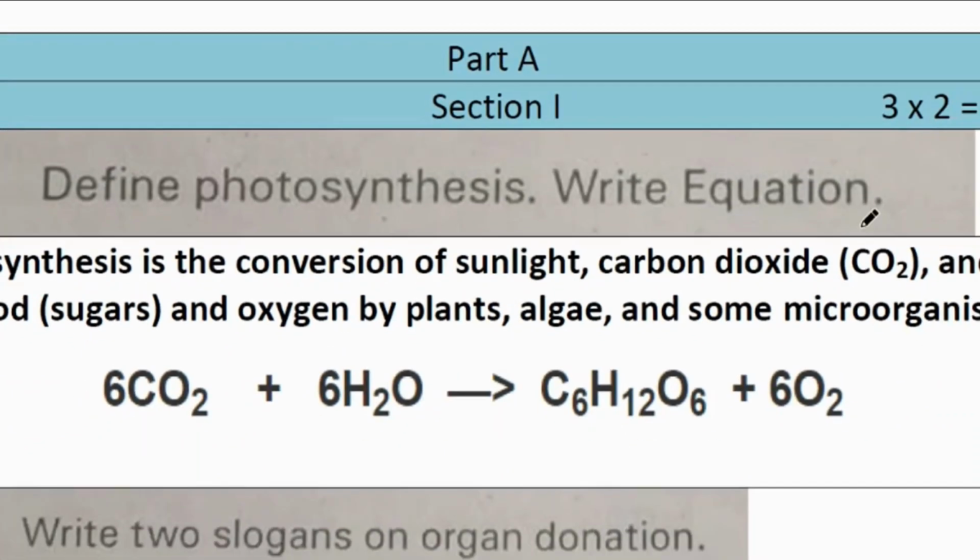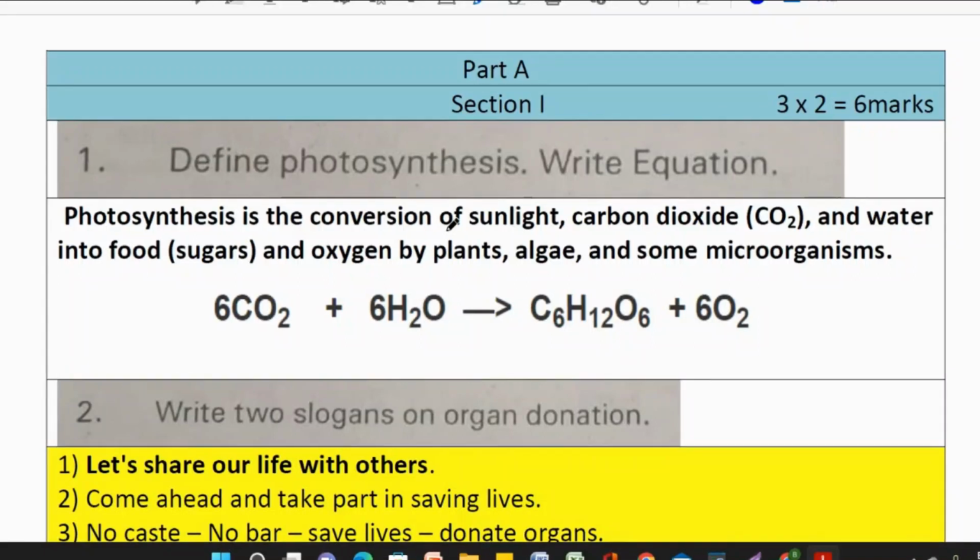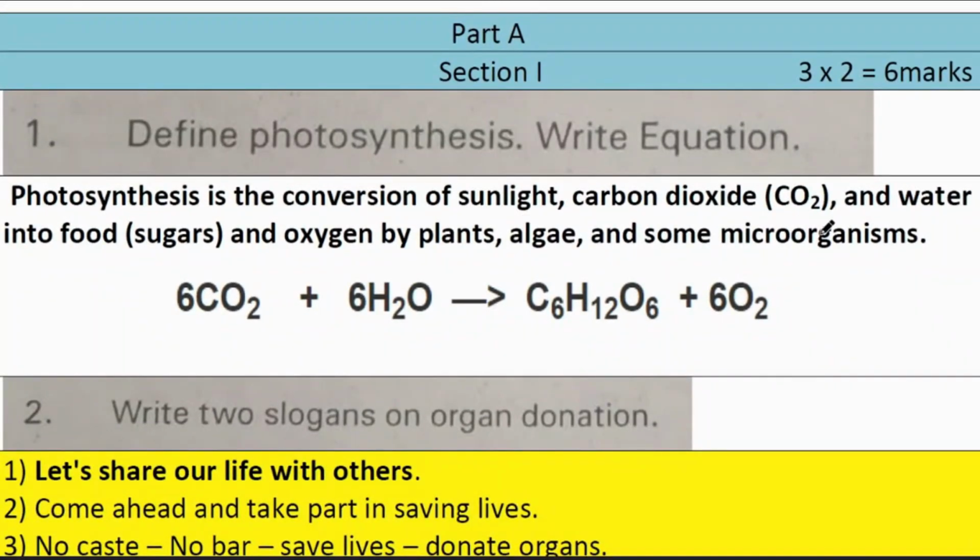Define photosynthesis, write its equation. Photosynthesis is nothing but conversion of sunlight, carbon dioxide and water into sugars and oxygen. So 6CO2 plus 6H2O gives C6H12O6, which is nothing but glucose, plus oxygen.